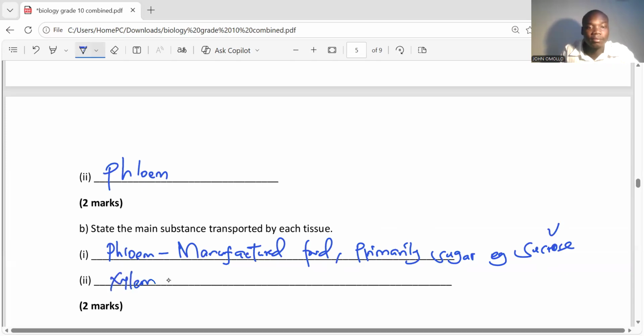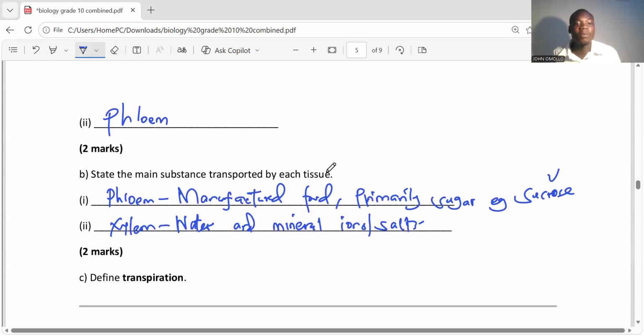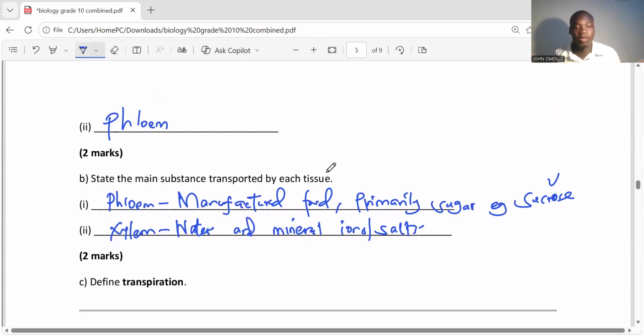Xylem. They just said substance, and with me, I'm talking about the function. So for xylem, the substance transported is water and mineral ions or salts. Good. Define transpiration. I believe this one is the last one for today.